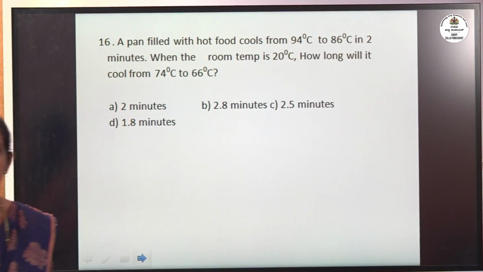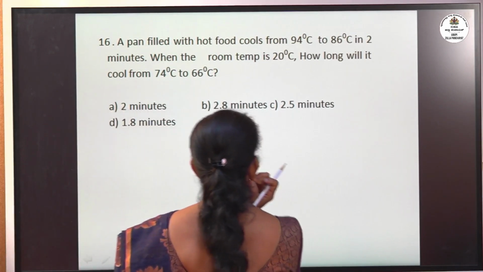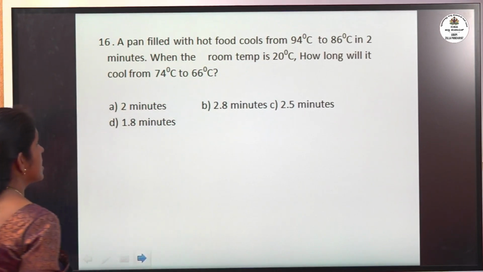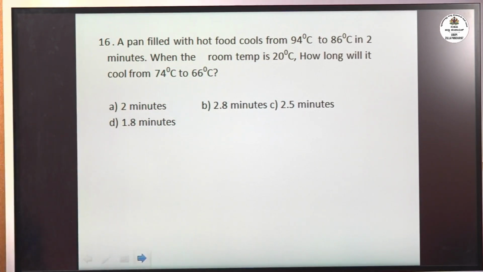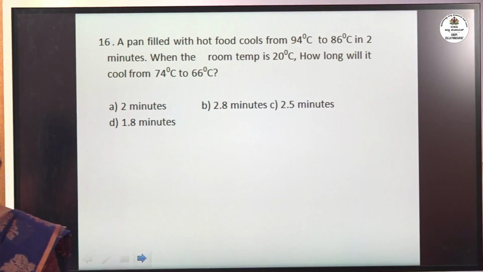Next, let us go to the next question. That is question number 16. A pan filled with hot food cools from 94 degrees Celsius to 86 degrees Celsius in 2 minutes. When the room temperature is 20 degrees Celsius, how long will it take to cool from 74 degrees Celsius to 66 degrees Celsius?